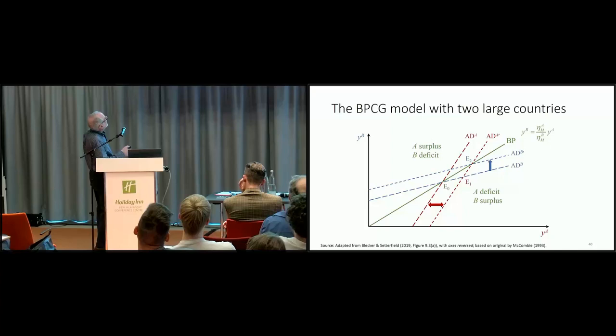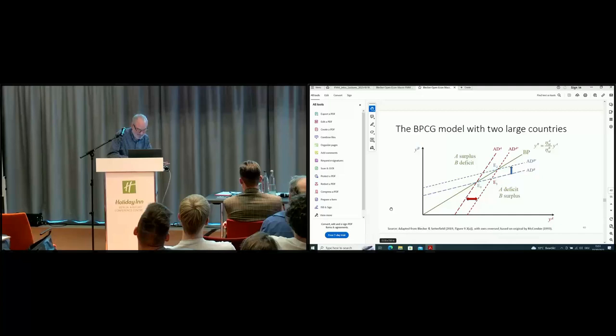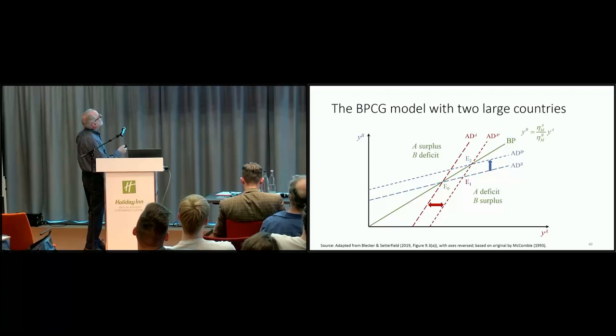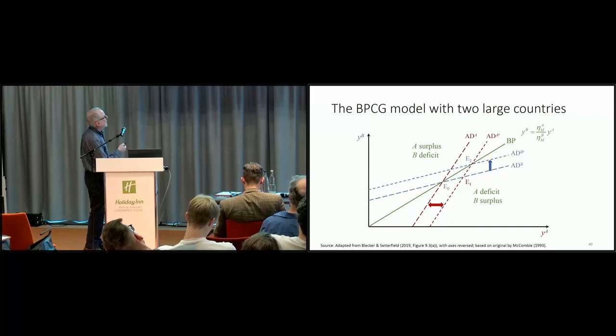So you have the income of the two countries on the axes. If the trade is balanced, you would be on the green line, the balance of payments constraint line. But each country's aggregate demand is a function of the other country's, or each country's growth is a function of the other country's growth. So that's called the aggregate demand relation. And the one for the home country A has to be steeper than the one for the foreign country B. So those are shown in red and blue.